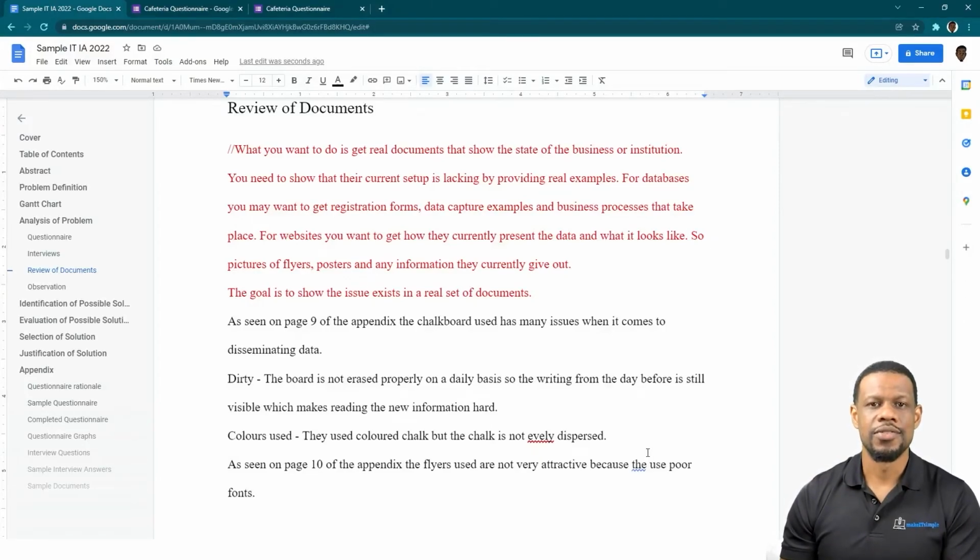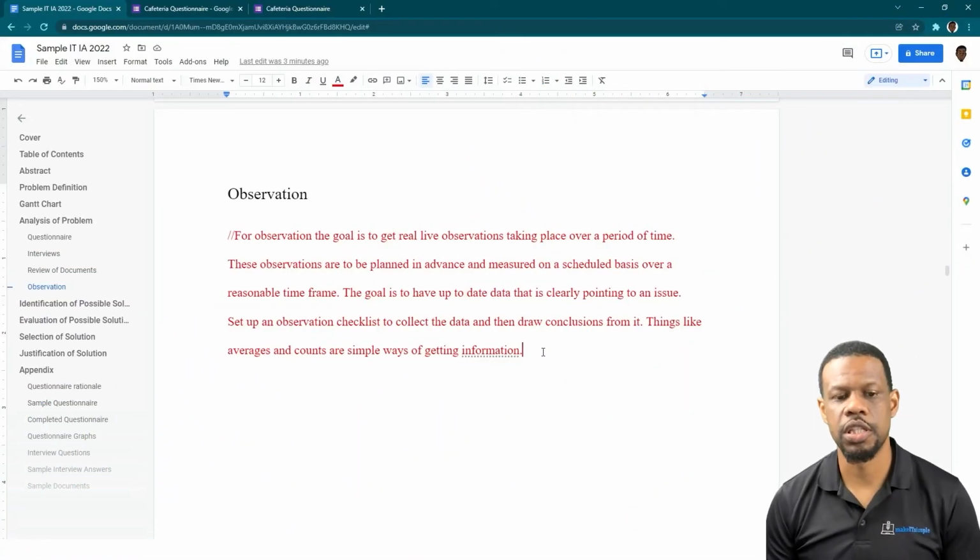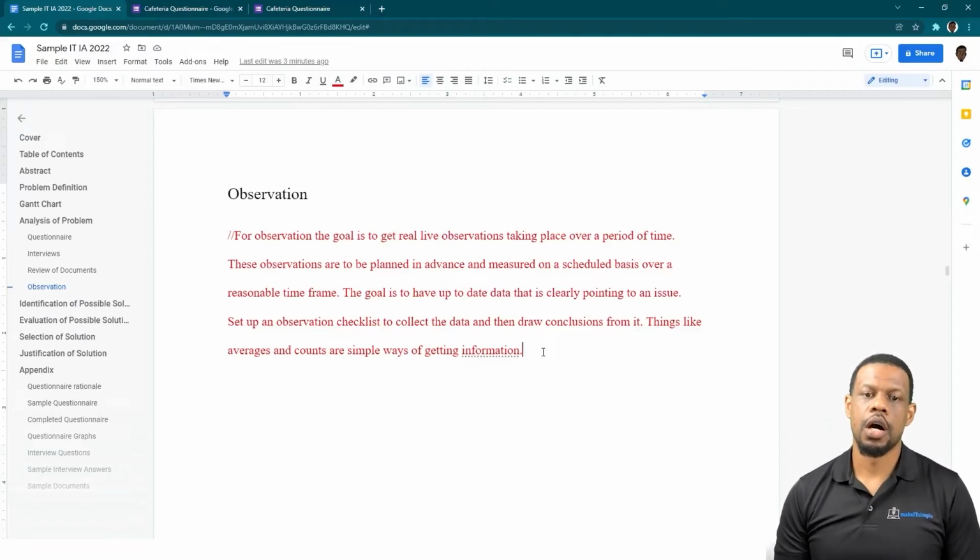You're really trying to collect real documents and show why there is an issue, whether you're going website or database. But of course, in this example, I'm going website. But the database people, don't worry. When we get to Unit 2, I'll show you an example of how the database would look, right? Cool. Now we're on to our last part, which is observation.